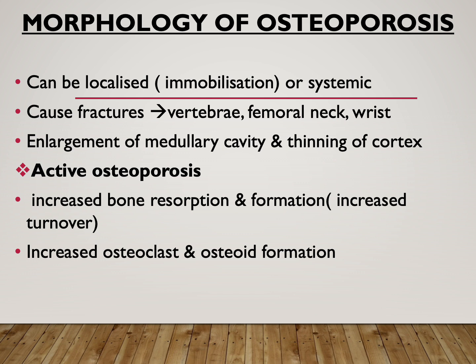So what do you mean by active osteoporosis? Active and inactive osteoporosis is there. So first, what is active osteoporosis? It is due to increased bone resorption and formation. So basically the bone resorption as well as formation is increased. So there is increased turnover. There will be increased osteoclasts which help in bone resorption, as well as increased osteoid formation with the help of osteoblasts. So basically in active osteoporosis there is increased turnover.